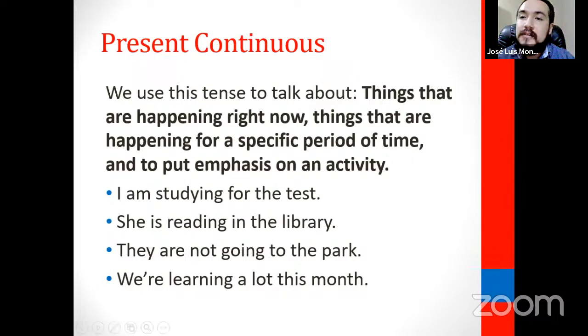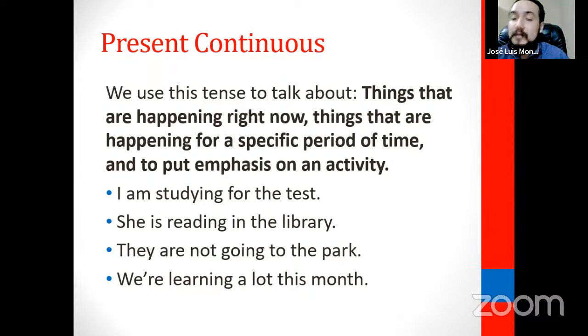And then we have this other tense. This is the present continuous, right? And in the present continuous, you have these possibilities. Things that are happening right now, things that are happening for a specific period of time, or to put emphasis on an activity. Okay, so this is not only for things that are happening now, right? As it is commonly known, it is for more elements.